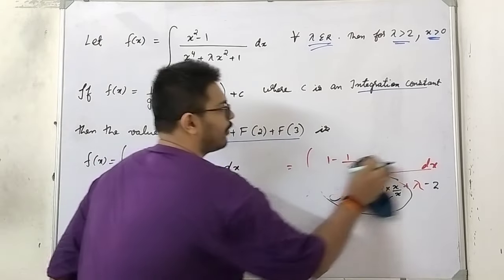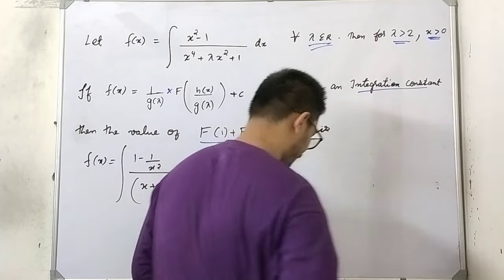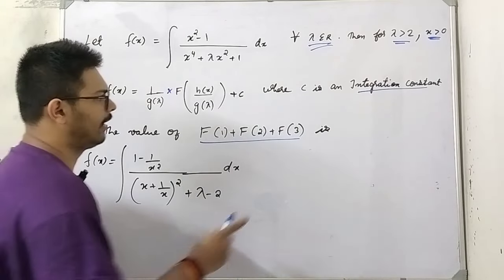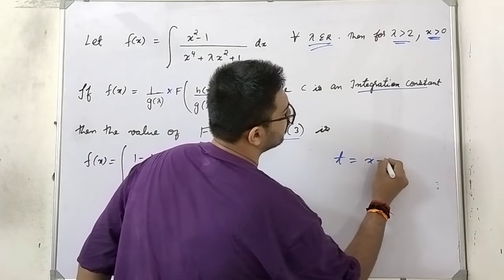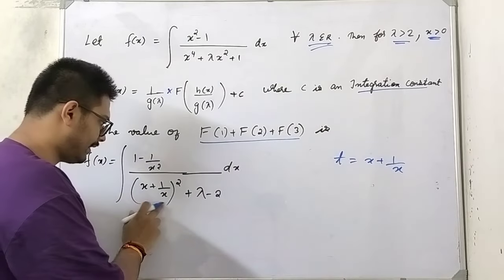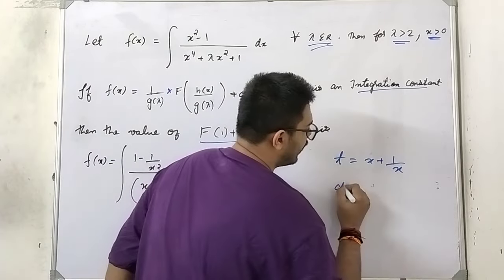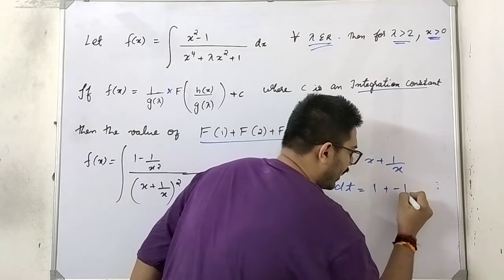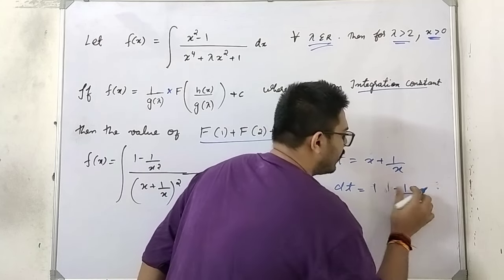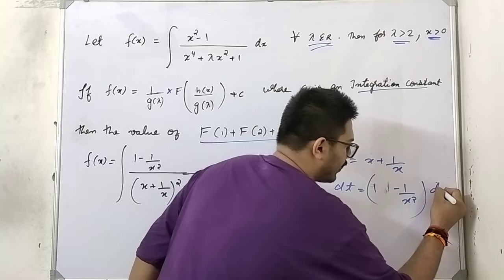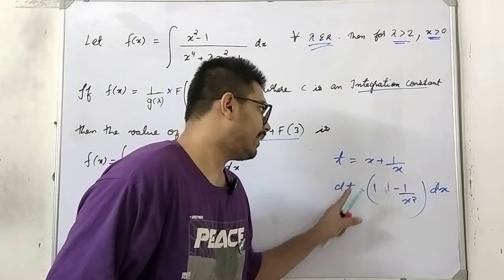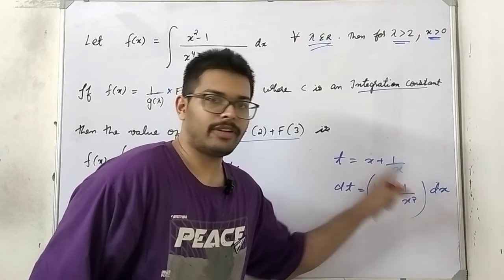Now we can put a substitution. Let t equal x plus 1 by x. I am substituting this value as t. So what is the value of dt? dt equals the derivative of x, which is 1, and the derivative of 1 by x, which is minus 1 by x square, dx. So the derivative of t is dt. This is 1, and this is minus 1 by x square dx.